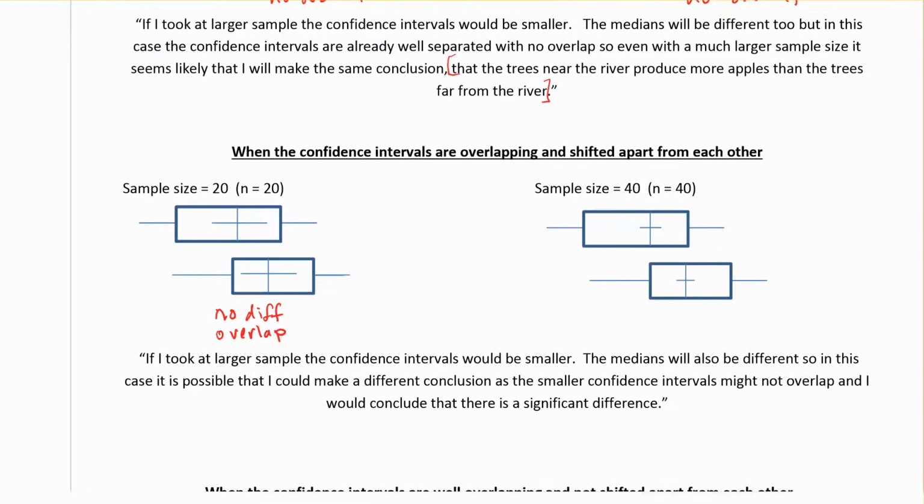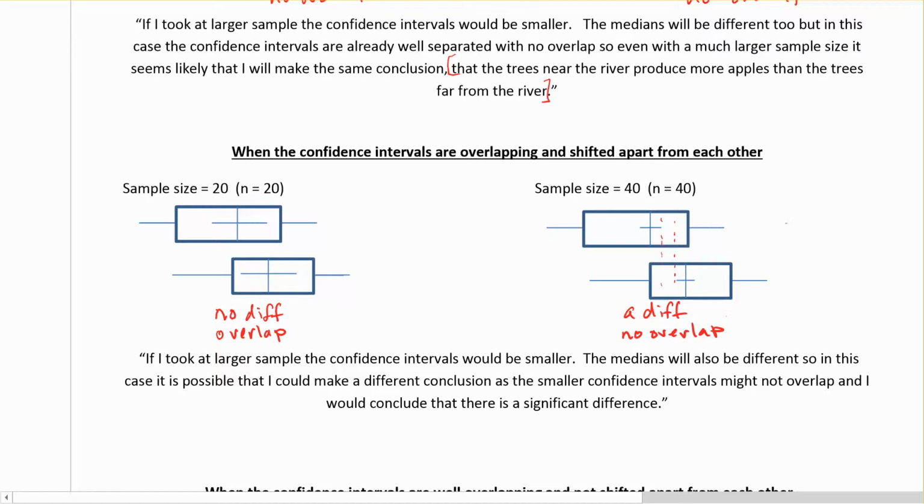But what's the potential here? I see that I have no difference at the moment because I do have an overlap. But if I take another bigger sample, remember my confidence intervals are going to get smaller, and my medians might bounce around a little bit. So there's a chance here, like you can see illustrated here, that with a smaller confidence interval, you'll notice those confidence intervals actually don't overlap. So here I might get a totally different conclusion that says I actually have a difference because there is no overlap. So I could get a different conclusion.